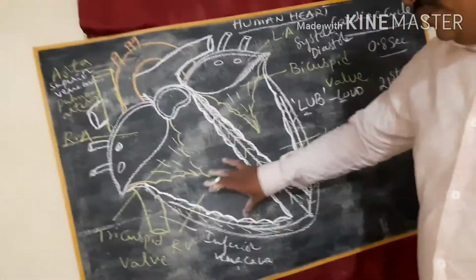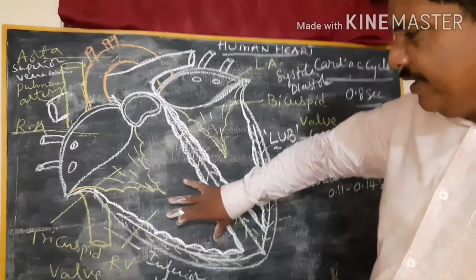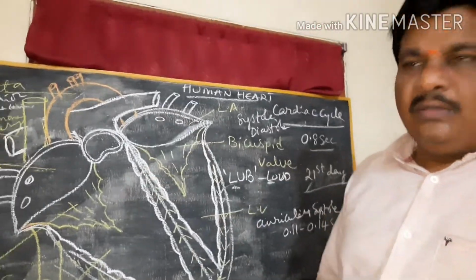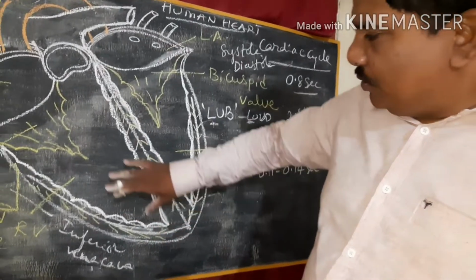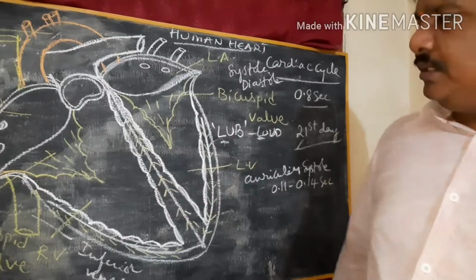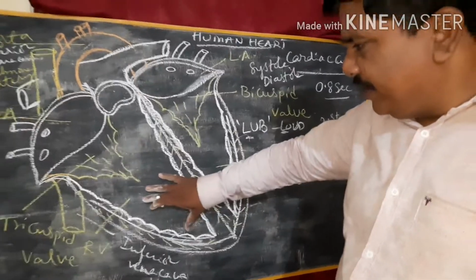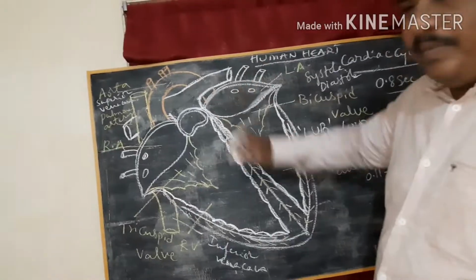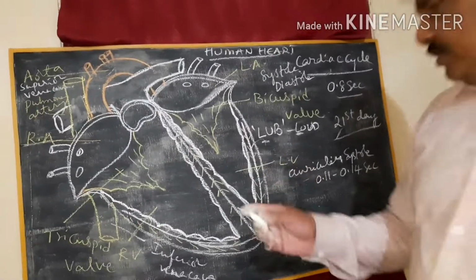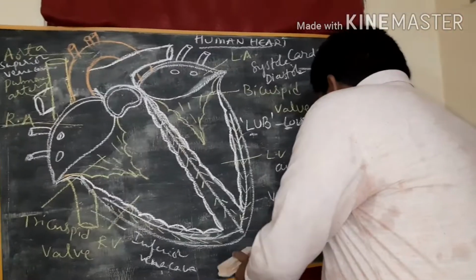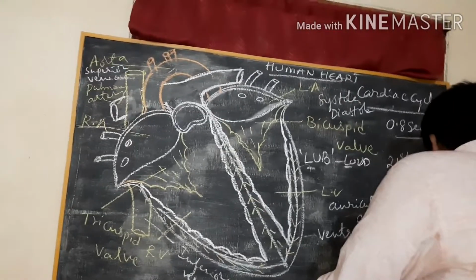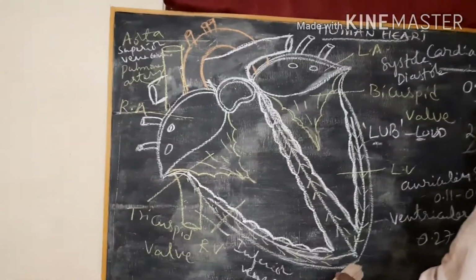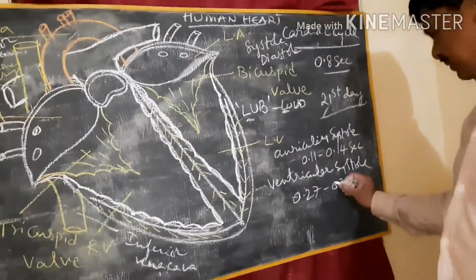Next, the blood is now in the ventricles. From the right ventricle, the deoxygenated blood should go to the lungs. From the left ventricle, the oxygenated blood should go to the body parts through the aorta. So when the ventricles contract, from the right ventricle the deoxygenated blood enters the pulmonary artery, and from the left ventricle the oxygenated blood enters the systemic aorta. This is called ventricular systole. It takes 0.27 to 0.35 seconds.